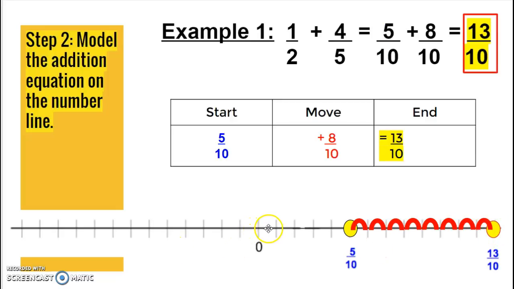And if you count from 0, or even from here, if you know this is 5/10, you can go 5, 6, 7, 8, 9, 10, 11, 12, 13. So the number where we ended was 13/10. So 1/2 plus 4/5 equals 13/10.